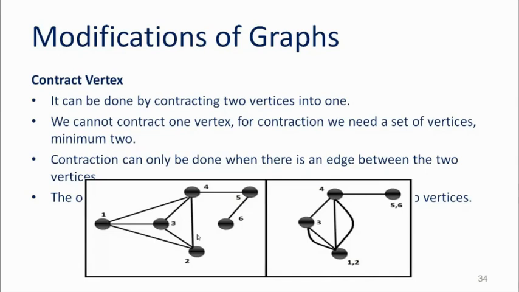Contract vertex. It can be done by contracting 2 vertices into one, so that the size of the graph will shrink somewhat. We cannot contract one vertex. For contracting, we need a set of vertices. Minimum 2 vertices are required per contraction. You can contract it here. 1 and 3 can also be contracted, because 1 and 3 have common neighbors 2 and 4. You can also contract 1 and 2.